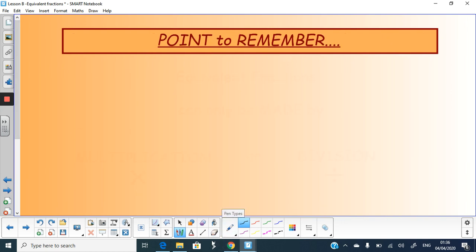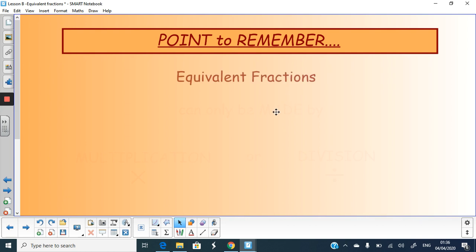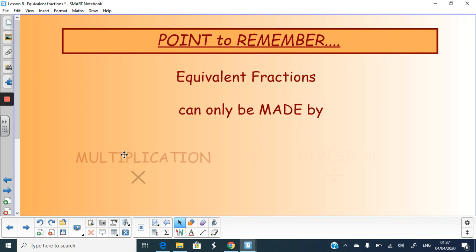Now what are the important points that you should remember whenever you're making equivalent fractions? Equivalent fractions can only be made by multiplication or division. You cannot do anything else other than multiplication or division.